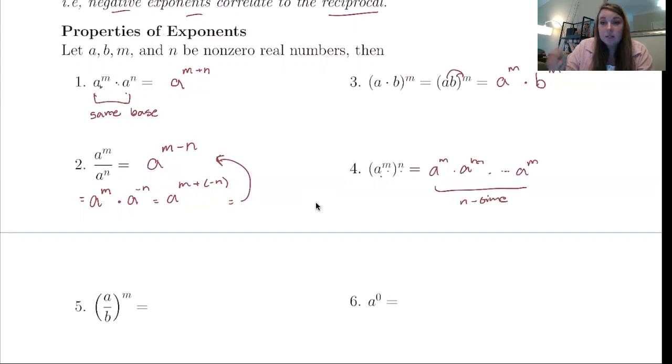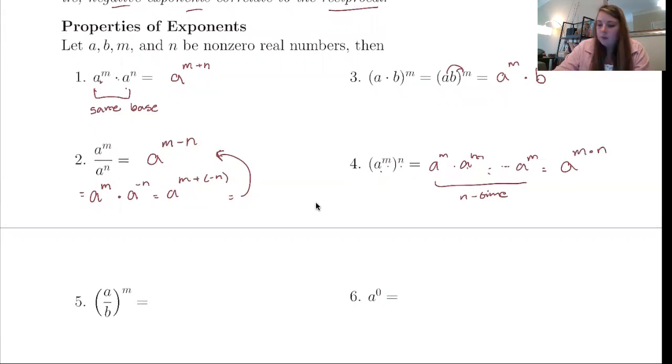But each a to the m is a times a times a, m times. So I have a times itself, m times, again and again, all the way to n times. So I already saw where a to the m plus n, m minus n. So what do we think the exponents are going to do here? We've already seen addition and subtraction. They're going to multiply together. So I would just multiply those two exponents together.